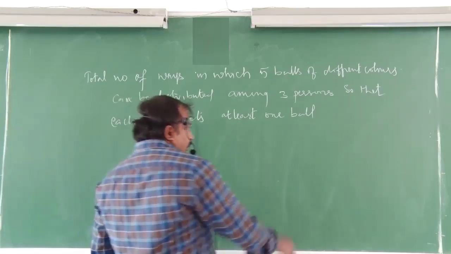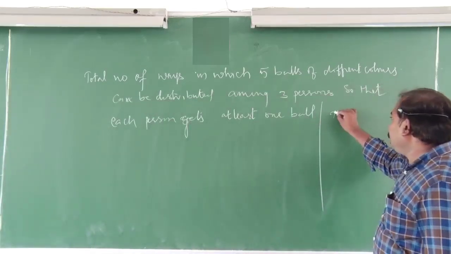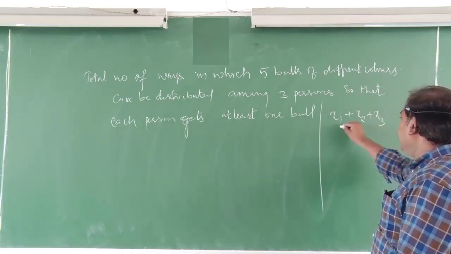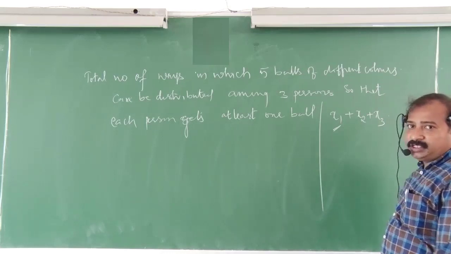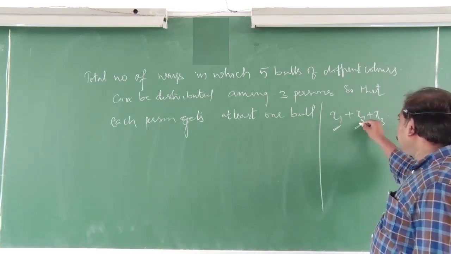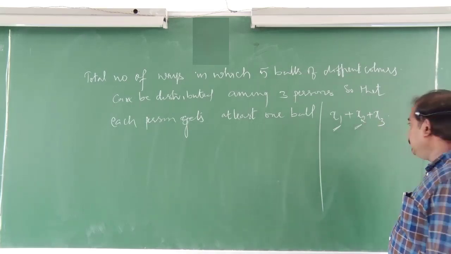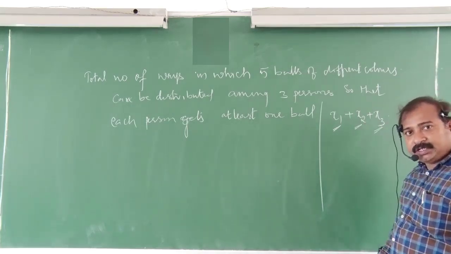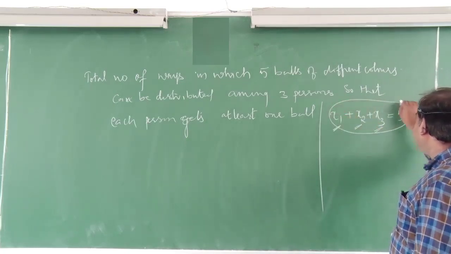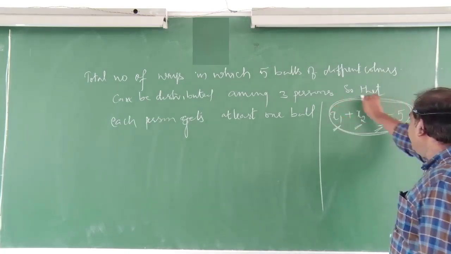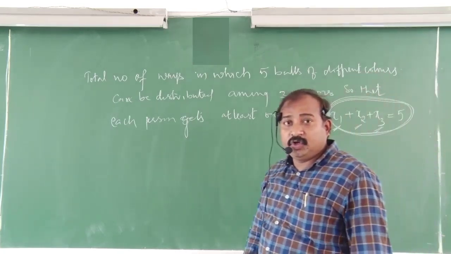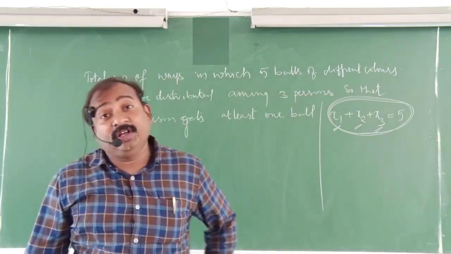So here, x1 plus x2 plus x3, let x1 be the number of balls received by the first person, x2 the balls received by the second person, x3 the balls received by the third person, equals 5. Can I proceed like this? Can I use this multinomial theorem concept here or not? That is my question. Okay. Can we use it? No, we can't.